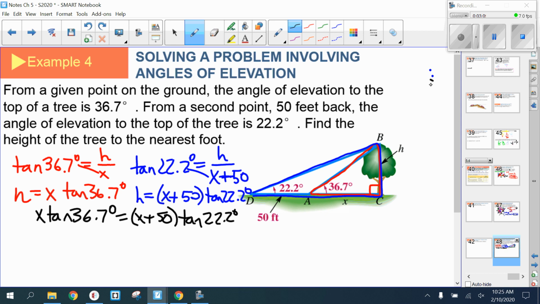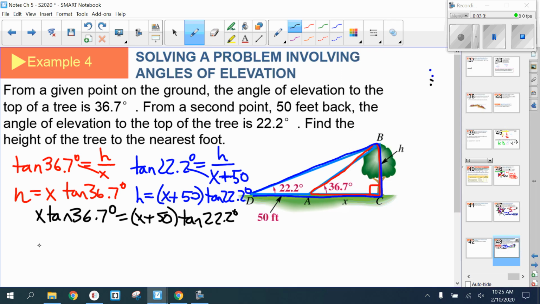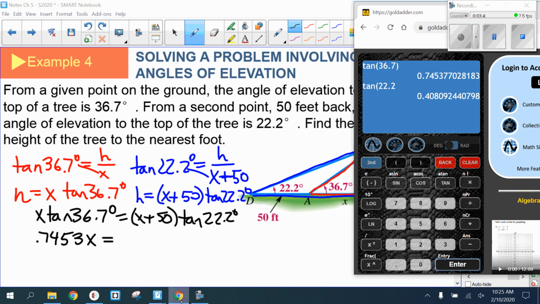Now, really, at any point in this problem, you could have typed in tangent 36.7 and tangent 22.2. I've kind of held off on it, but let's go ahead and do that now. Tangent 36.7 and tangent 22.2. You're going to have those numbers, so just replace the tangent statement with those decimal approximations. 0.7453, so I've got 0.7453x. I like rounding off to 4 decimals, so you can do more. I wouldn't do less, though. And tangent 22.2 was 0.4081.